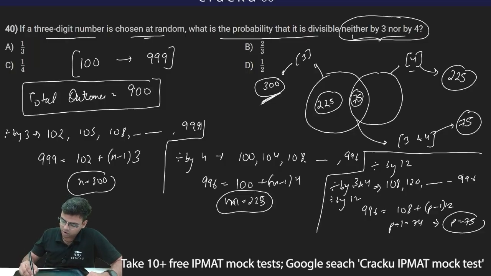Now we have to find all the numbers which are divisible by only 4. So this will be 225 minus 75, which is 150. These 150 numbers will only be divisible by 4.